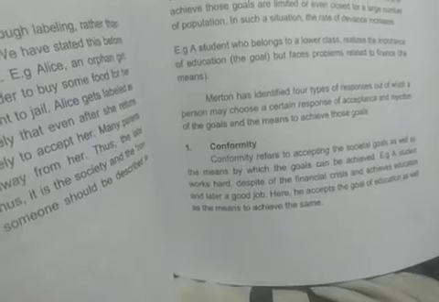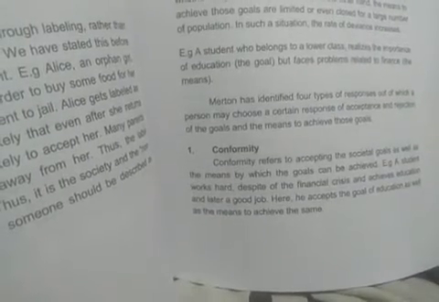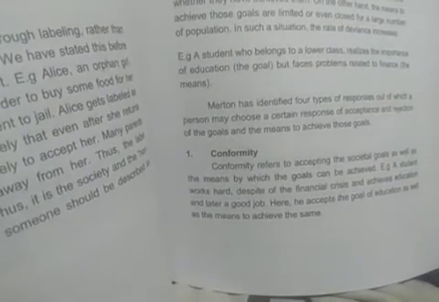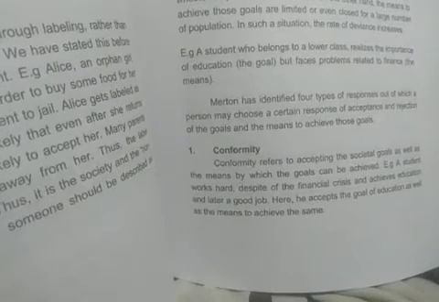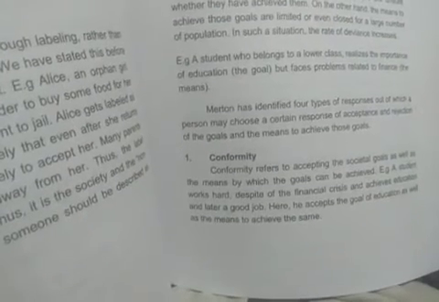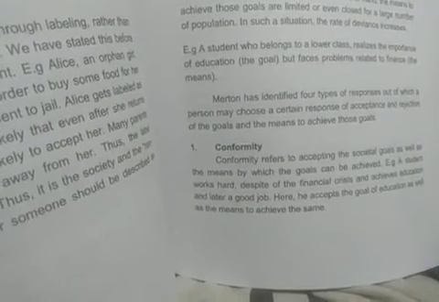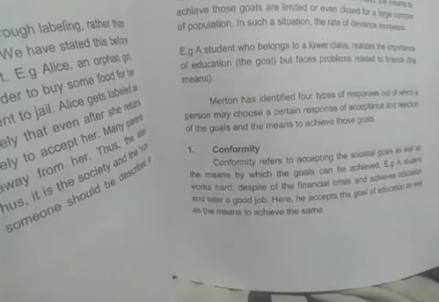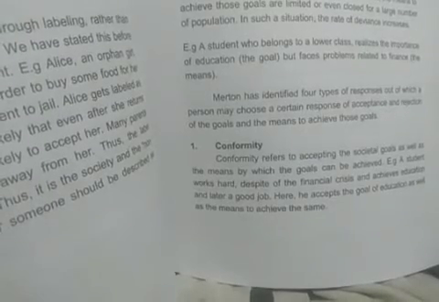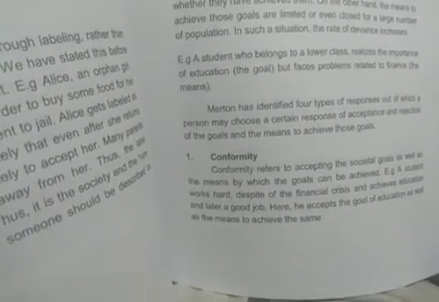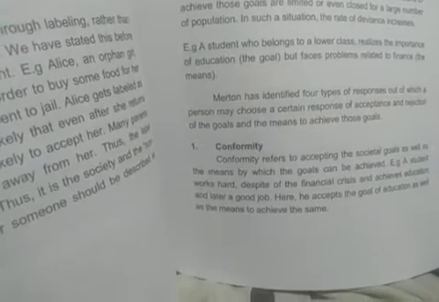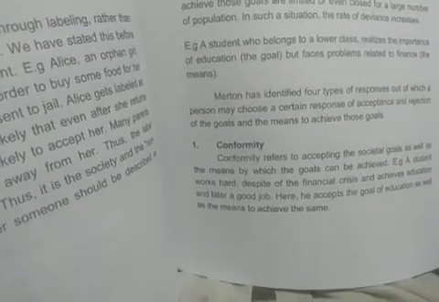1. Conformity. Conformity refers to accepting the societal goals as well as the means by which the goals can be achieved. Example: a student works harder despite the financial crisis and achieves education and later a good job. Here he accepts the goal of education as well as the means to achieve the same.